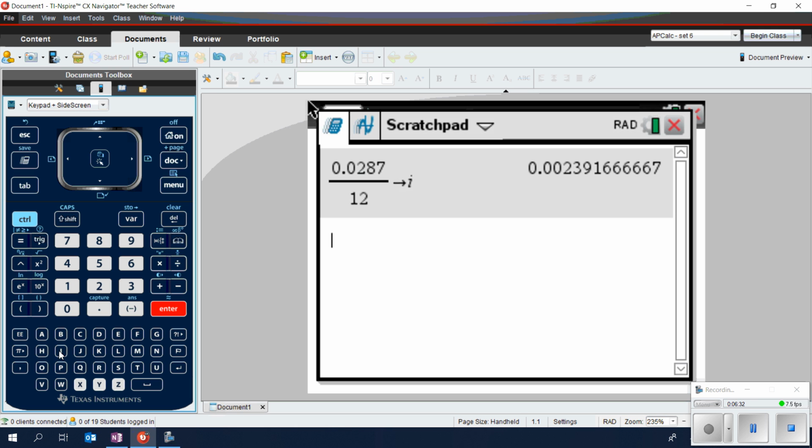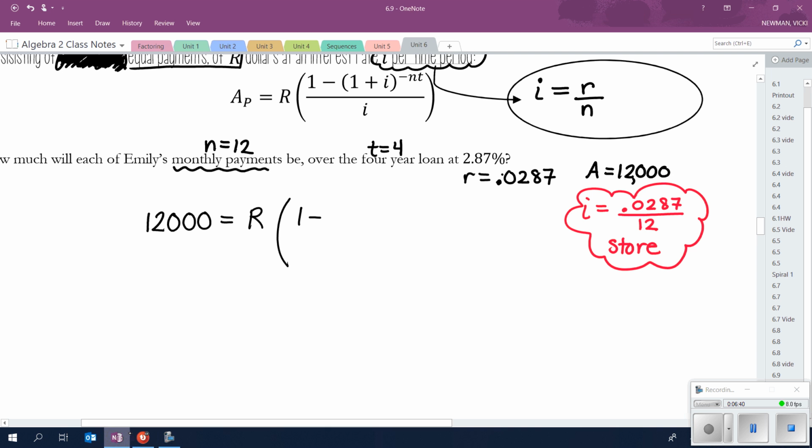That's a whacked out decimal, true? Nobody likes that one. Nobody wants to write that. Nobody wants to round that. We want to store it so we can use it in a second. So now in my formula, I can call that I. I've stored it in my calculator. I can call it I.